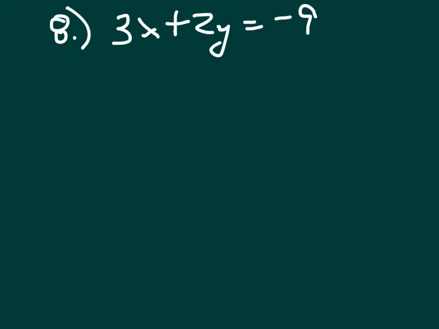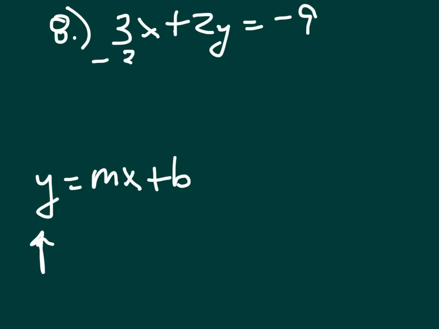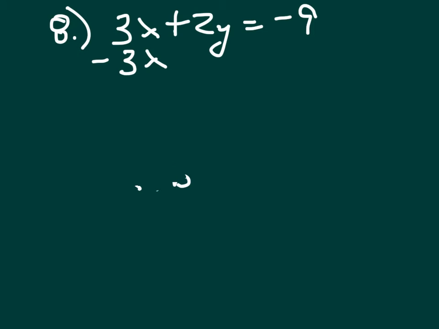Now the problem here is that I need it in the format y equals mx plus b. Y has to be all by itself. So I've got to get rid of 3x. I've got some stuff to do here first. So that's the format that I want. So I've got to do some things. I'm going to subtract 3x from both sides.